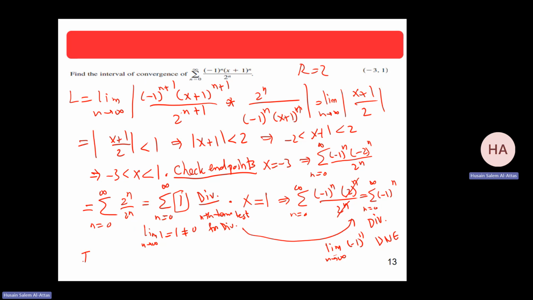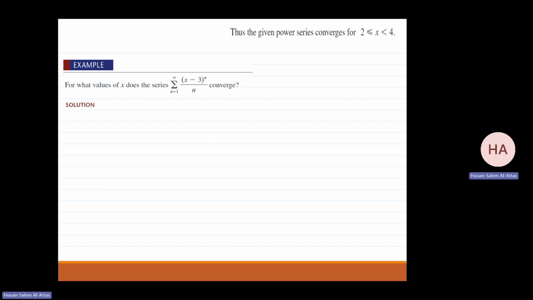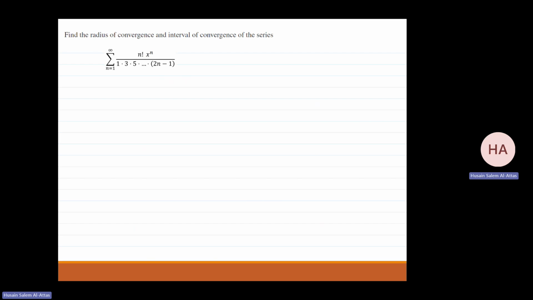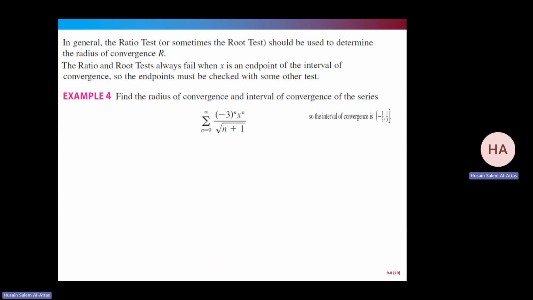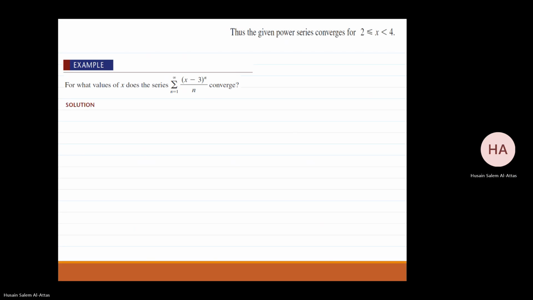So what will be the interval of convergence? Both endpoints are diverged. So it will be from -3 to 1, open. Okay. Let me check this one. Find the interval of convergence of this one. I think now the idea is very clear. We just need to check. Now we just need to do examples.